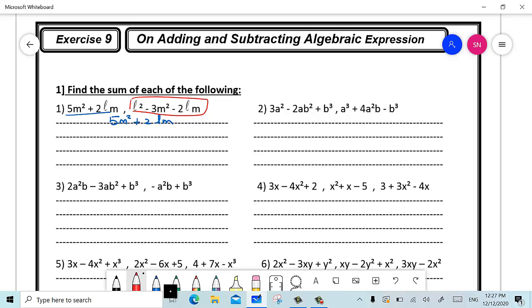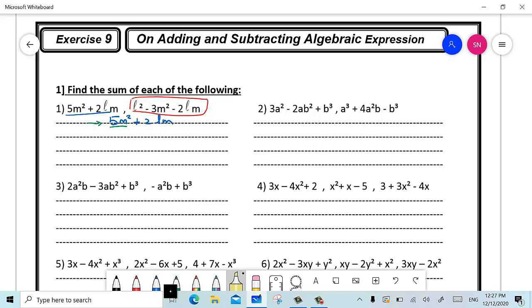But we only said that we can add like terms or subtract like terms. So the only solution I have here is to arrange the second expression under the first one, having all the like terms under each other. So here, the first term I have in the first expression is 5m squared, so I'm going to look for a term which also has m squared.